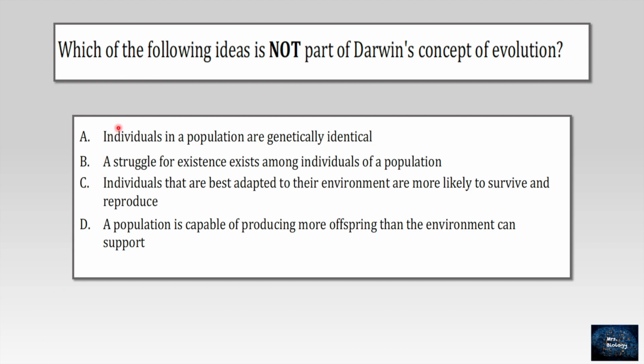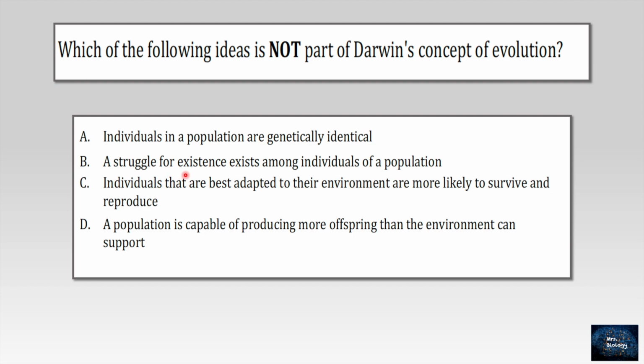Going back to Darwin's, which of the following ideas is not part of Darwin's concept of evolution? Let's read the choices. A. Individuals in a population are genetically identical. 100% wrong. I think this is the right answer because evolution is change over time. If the traits did not change, how could they be genetically identical? But let's read the other choices.